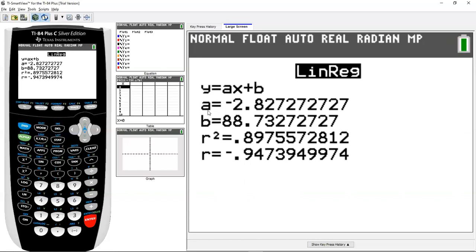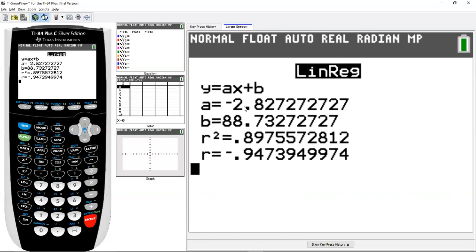And there you go. So it gives us a value for A, that is the slope. It gives us a value for B, that is the y-intercept. It gives us a value for r squared, which we're not going to do much with. But the key thing is it gives us a value of r, which is what we're after. This is the correlation coefficient. So let's go back to our thing here.